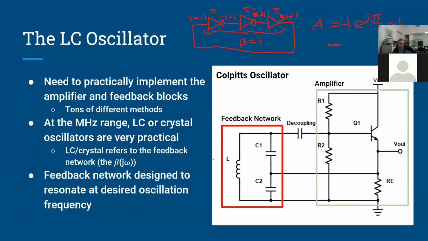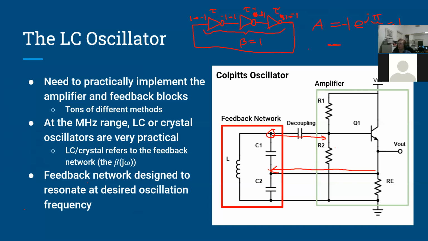Now, we have a feedback network that's composed of an inductor and 2 capacitors. So we're taking the output that's at the emitter, and we're feeding it into the feedback network. And then that creates some voltage at this point, which creates some voltage at this point here. And we're feeding that back into the base of the transistor, which is the input to the common collector amplifier.